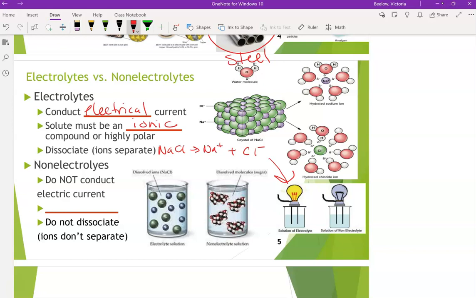And so this is why it's important in your body in terms of your brain function, stuff like that, to have electrolytes in your system, because that helps with sending electrical impulses.